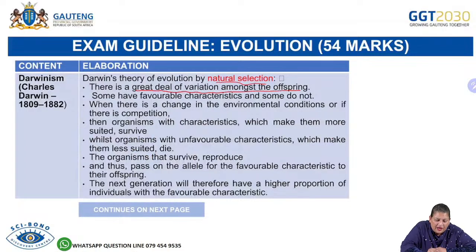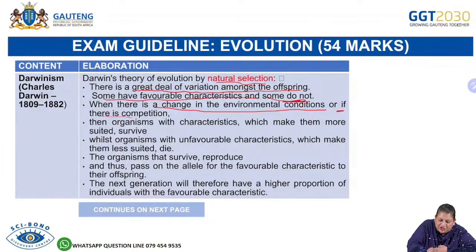Okay? Some have favorable characteristics and some do not. So some of the offspring will have genetic traits that are favorable, suitable to the environment, and some are not. Right. When there's a change in the environmental conditions, or if there's competition, we can also call it selection pressure.